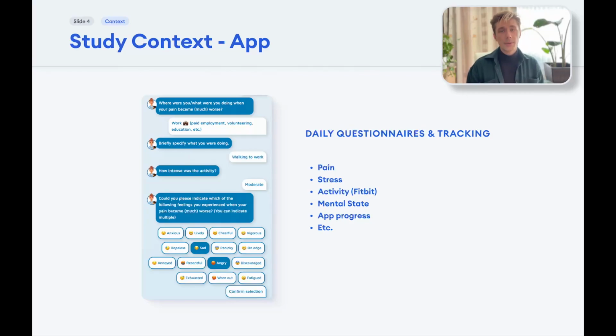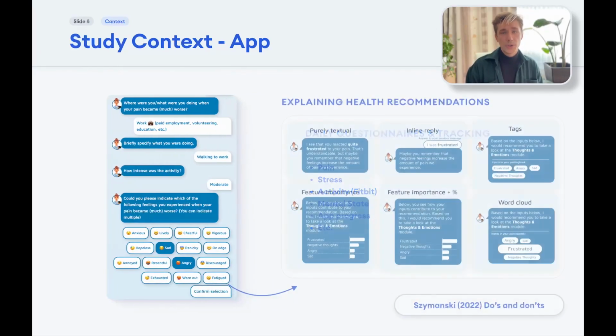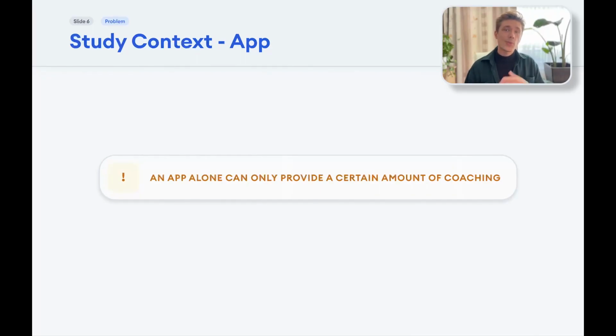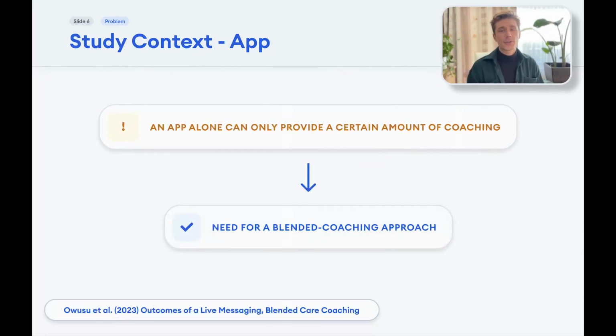Using this data, we are able to give users recommendations on how to better manage their chronic pain in the future. In a previous study, we also focused on explaining these recommendations in order to make the users understand why they are getting the health recommendations and to increase adherence. However, an app alone can only provide so many interventions, and that is why research calls for a so-called blended approach, in which digital solutions are extended with real human interventions or vice versa. So this means that aside from developing the patient-facing application that we just discussed, we should also develop a dashboard to enable health experts to follow up on their patients and potentially intervene when necessary.